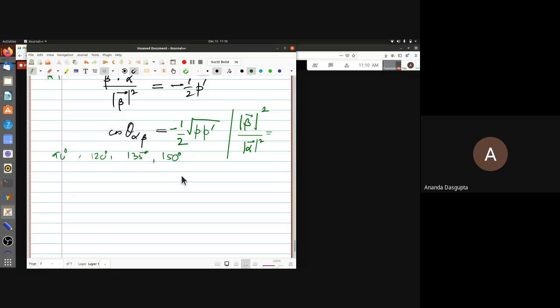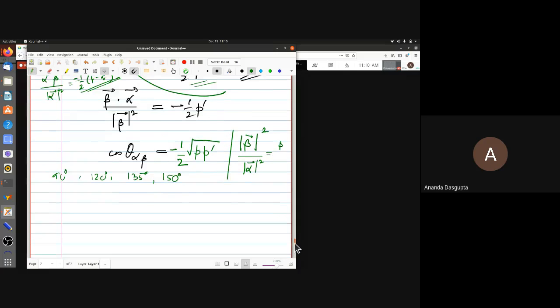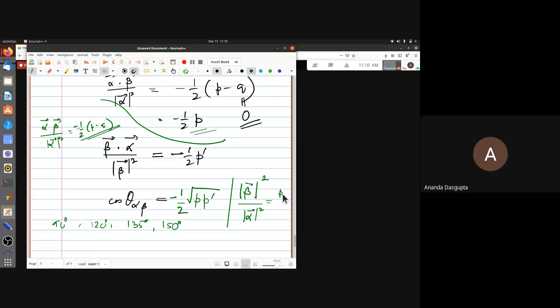And not only that, the lengths of the root vectors are also restricted. The ratio of the lengths of the simple roots is given by P by P prime.